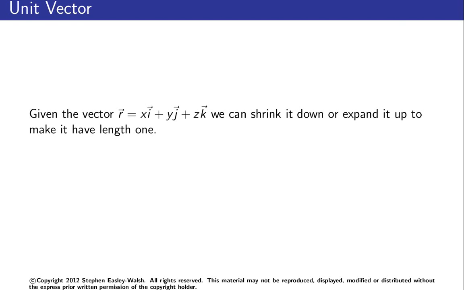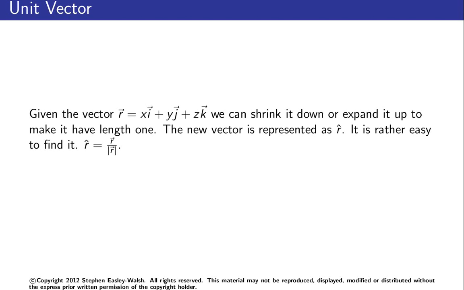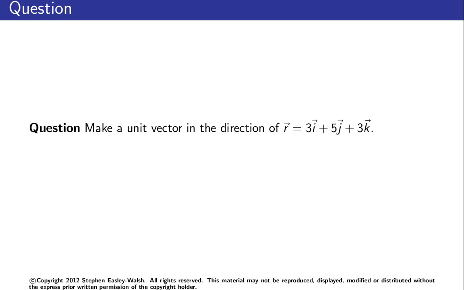And how do you do that? Well, it's not too difficult, it's rather easy actually. To find the unit vector, the vector of length 1, which we represent with a little hat symbol above it, all you have to do is take the old vector and divide it by its length. And that's all. So let's have a look at an example. Make a unit vector from the vector r equals 3i, 5j, and 3k.